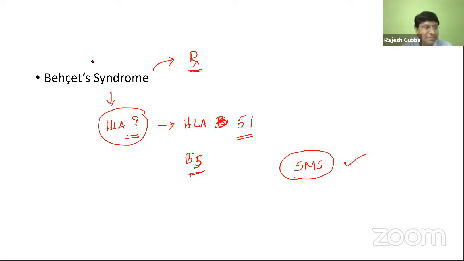Right, so what is the treatment for Behçet syndrome? The treatment is corticosteroids. Other immunosuppressive therapy can also be given. Okay, right. Now, following this, we will move on to the next very, very important question.